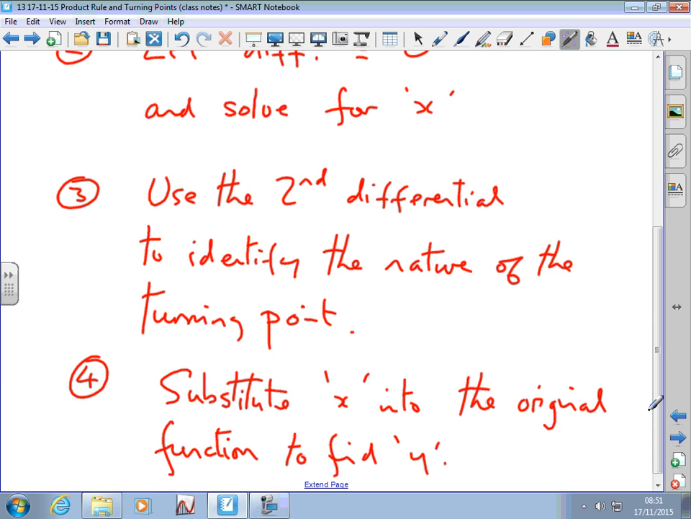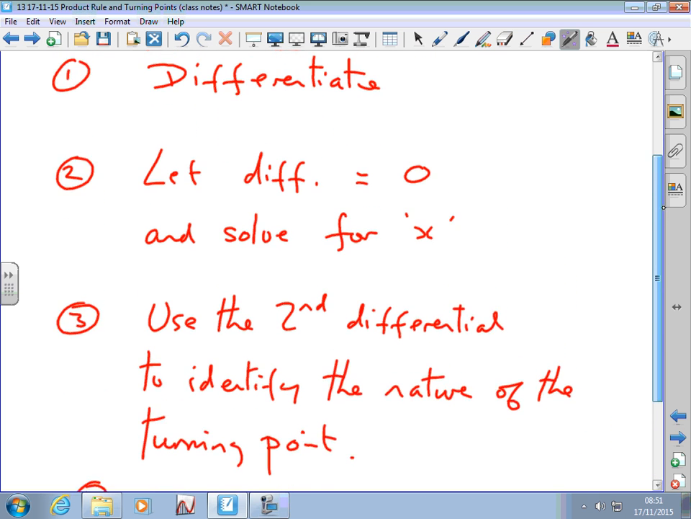And then finally, once we've got our values of x where the turning points are, we can substitute those values of x back into the original function to find the maximum and minimum values of y. So that's the recipe, that's what we do, a 4-step program, okay? So make a note of them.